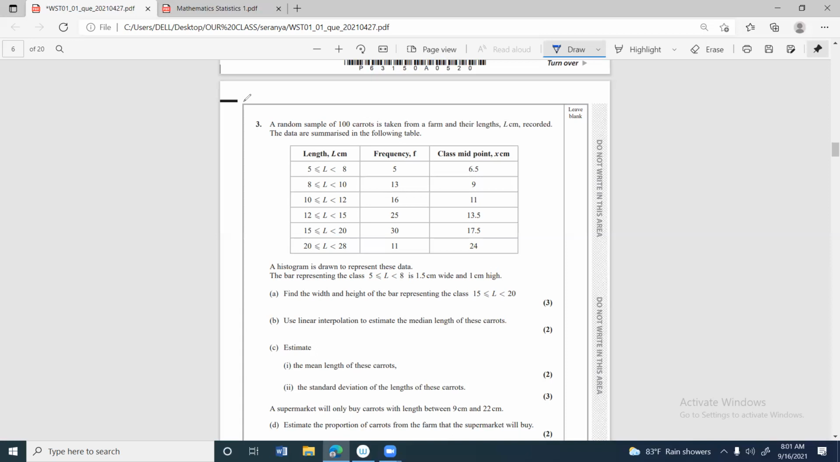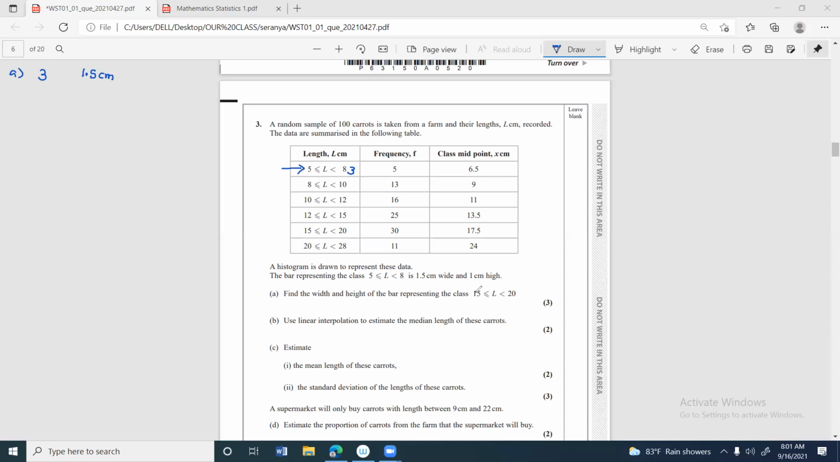The histogram represents the data. The bar representing 5 to 8 is 1.5 centimeters wide. That means the gap 8 minus 5 is 3, and that 3 is represented by a width of 1.5 centimeters. That's the first fact we need to understand. And it has a height of 1 centimeter.